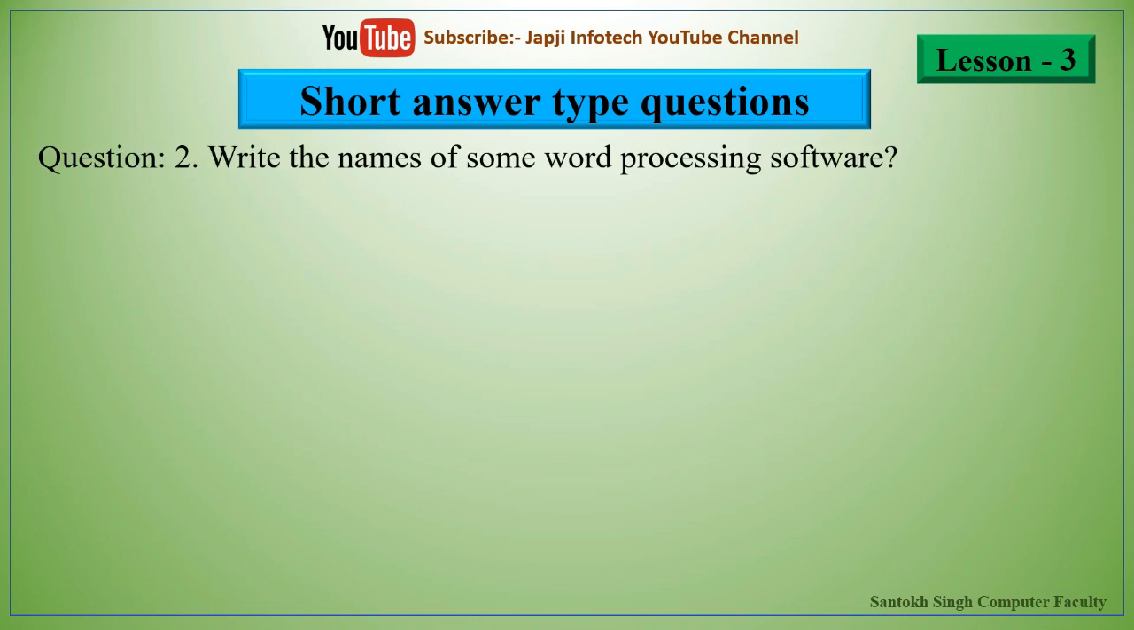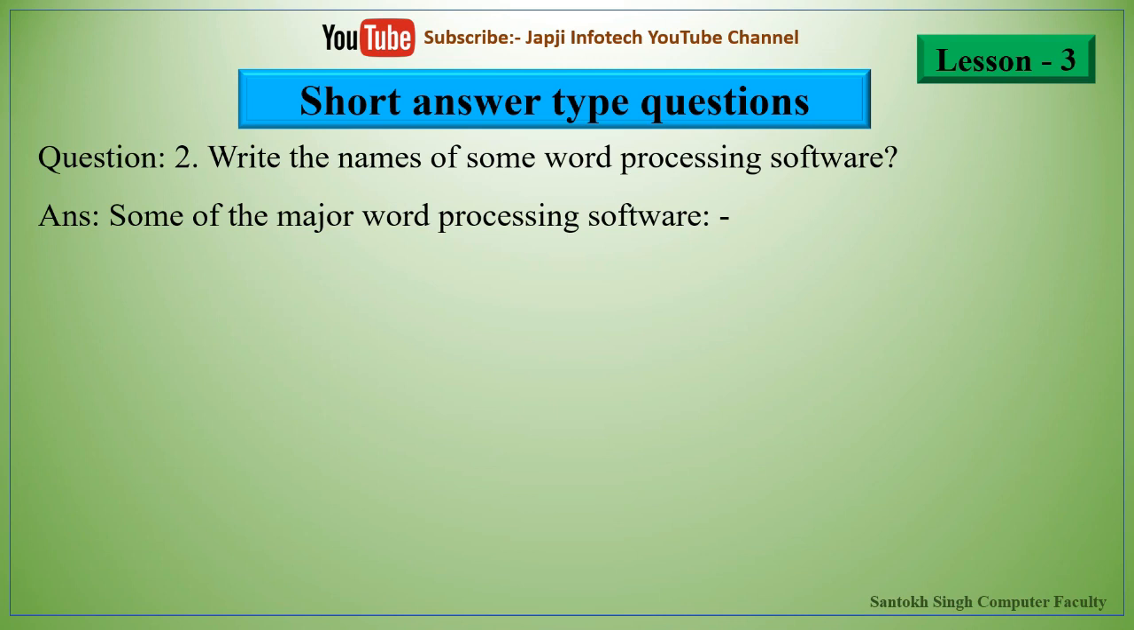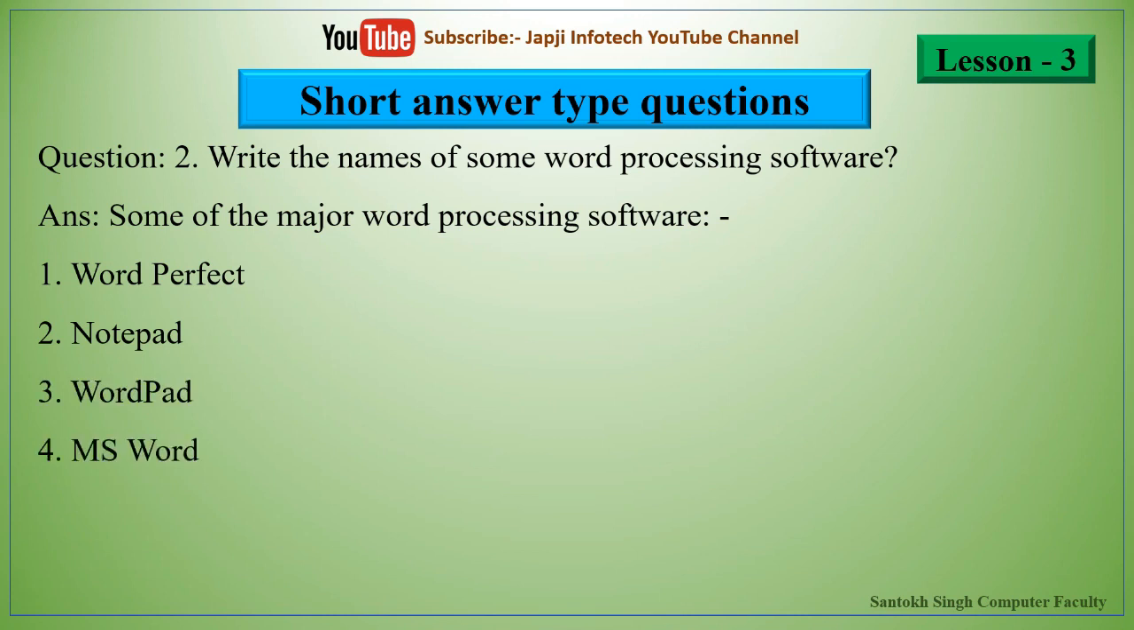Write the name of some word processing software. Some of the major word processing software are: first one is WordPerfect, second one Notepad, third one is WordPad, and fourth one is MS Word.